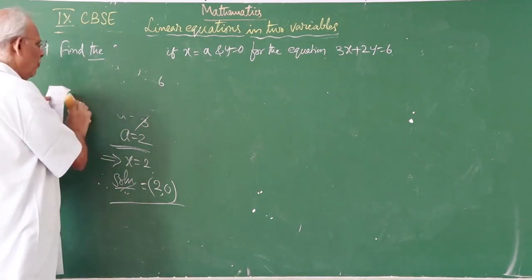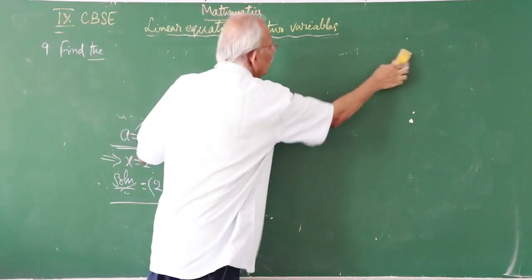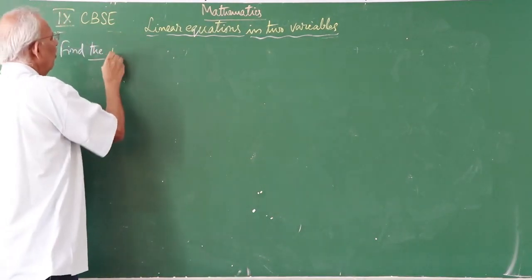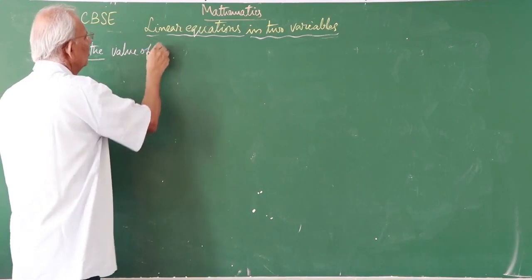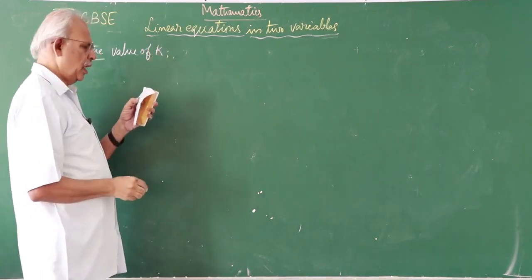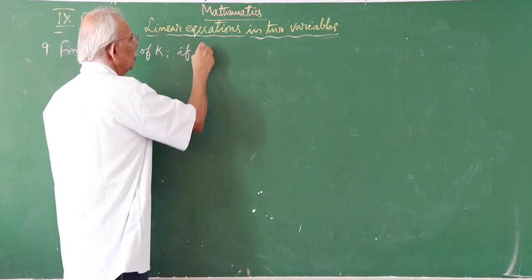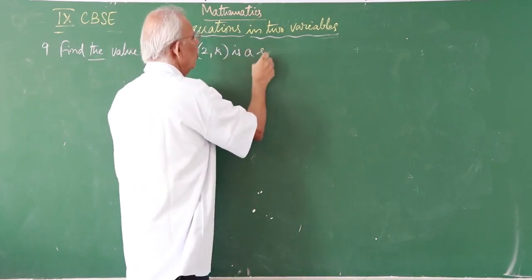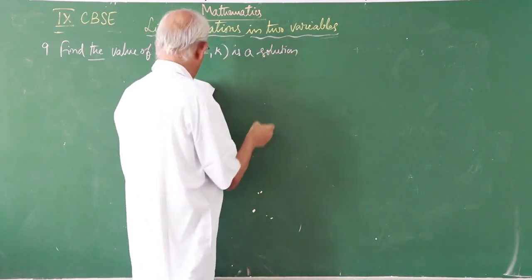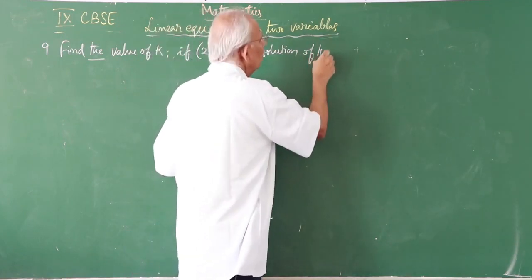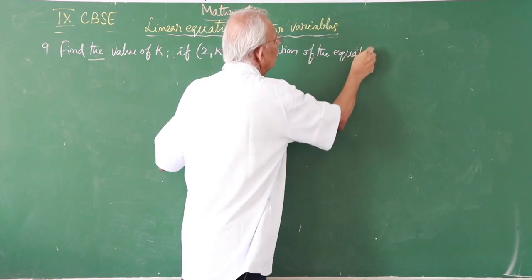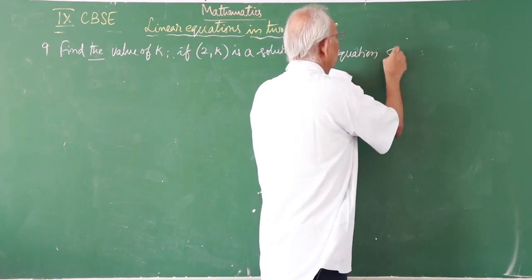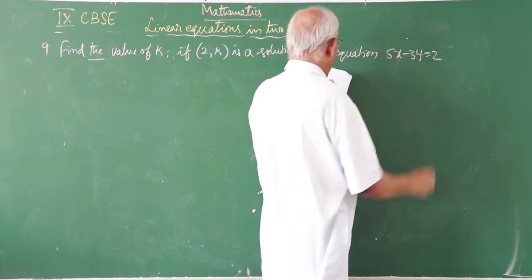Find the value of k. If 2 comma k is a solution of the equation 5x minus 3y equals 2.